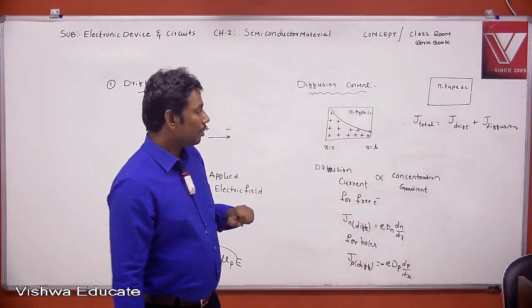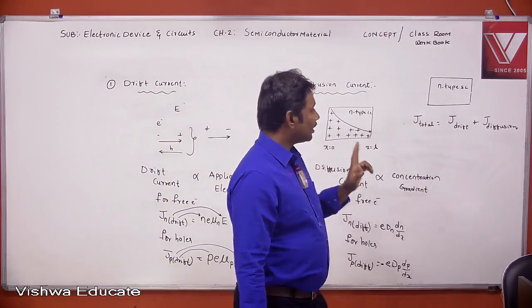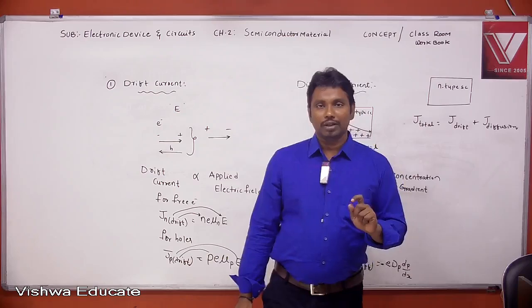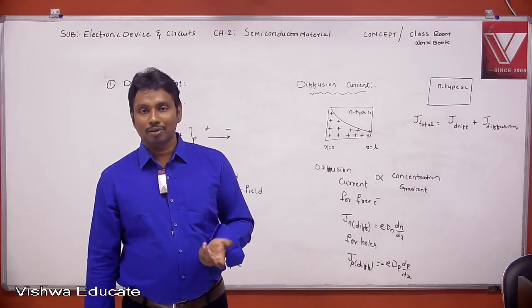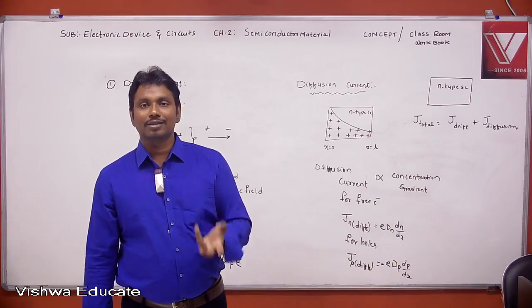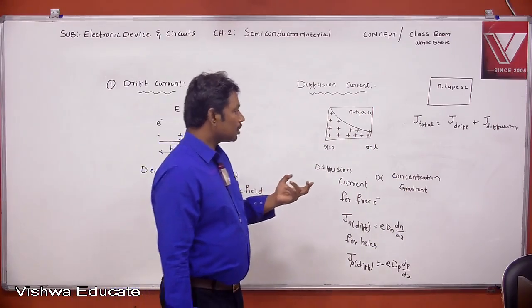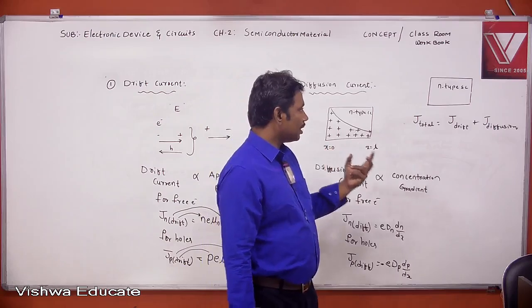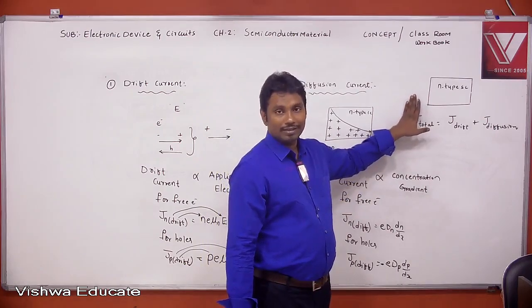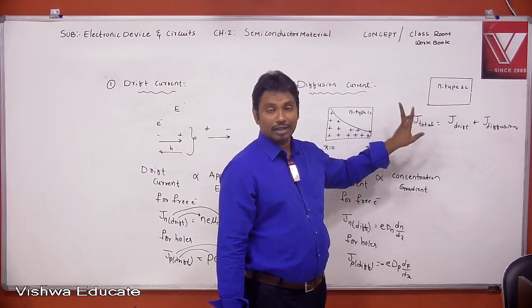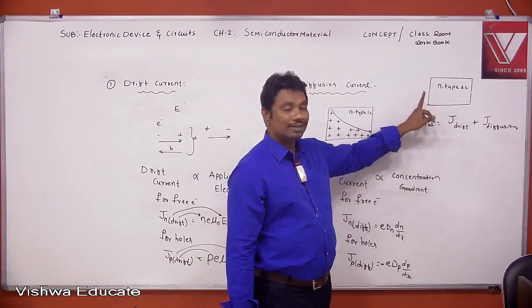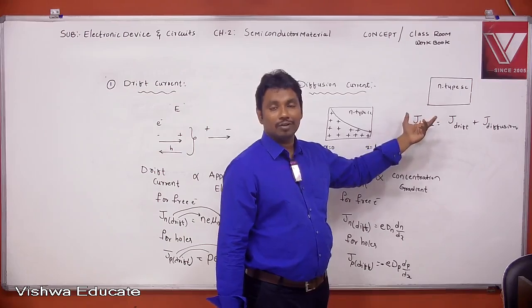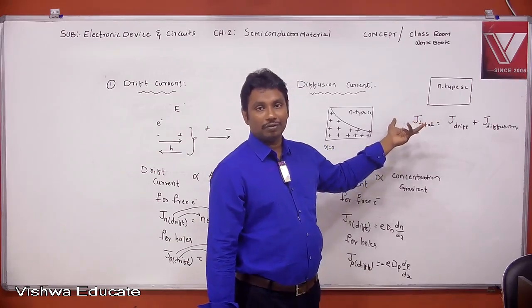Because metals or conductors are uniformly doped. Uniformly doped means what about the concentration gradient? Zero. The concentration gradient is zero. That's why diffusion current cannot exist in metals. It exists only in semiconductors. But drift current can exist in both metals and semiconductors, while diffusion current can exist only in semiconductors, because metals are uniformly doped. So there is no chance of diffusion current.